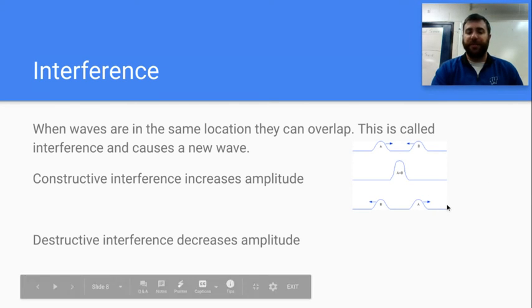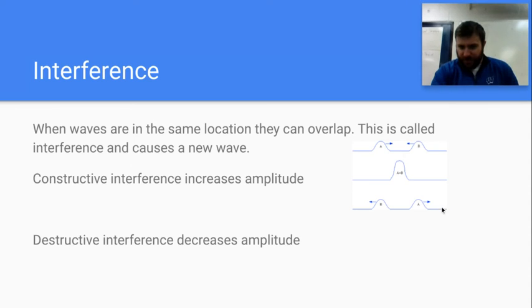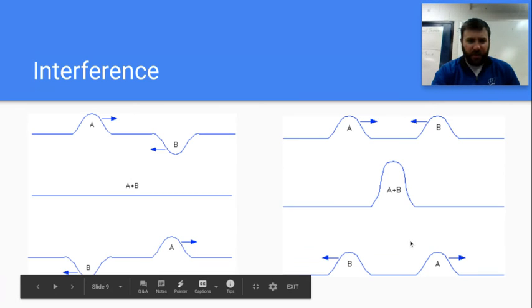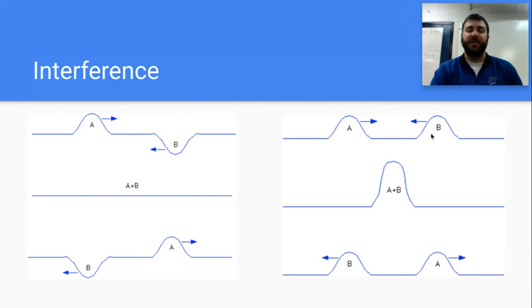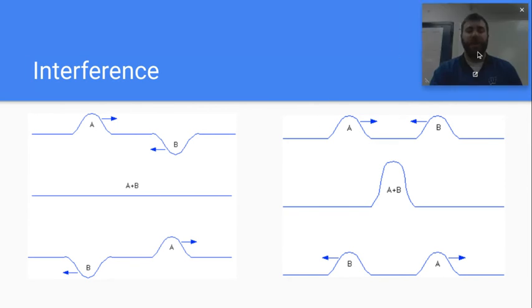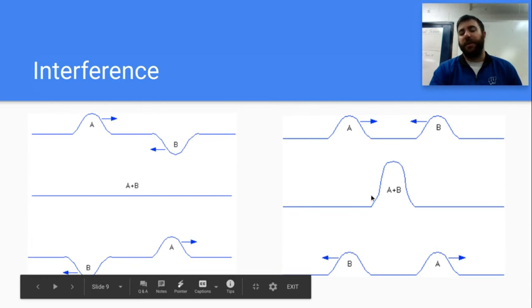So this is destructive interference. They're coming towards each other and basically canceling out. This is constructive interference. Two waves are coming towards each other and making a bigger wave.